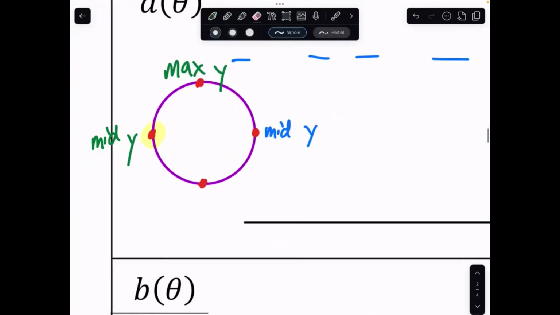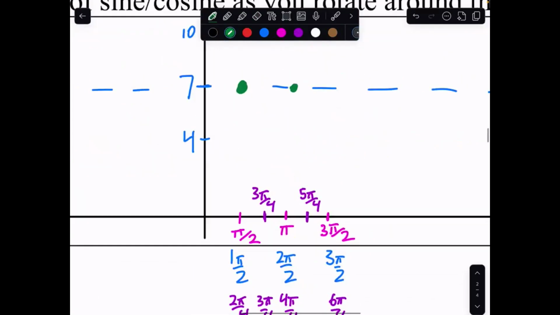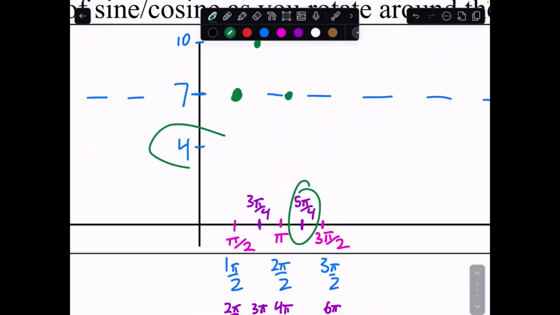Okay, move on to the fourth angle. Fourth angle is at the bottom of the circle. It's the lowest point possible, so this will be the minimum y. So that fourth angle of 5 pi over 4 is going to be at the minimum y value of 4.